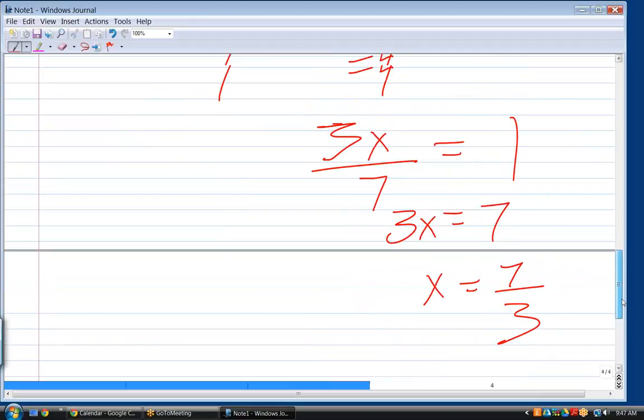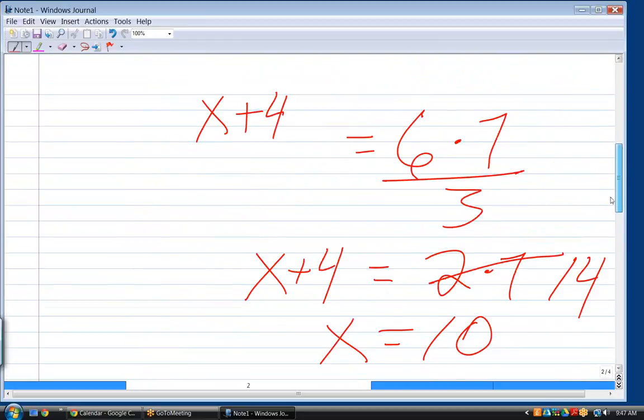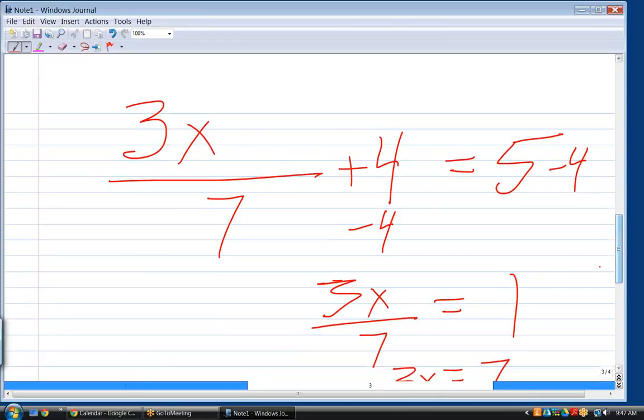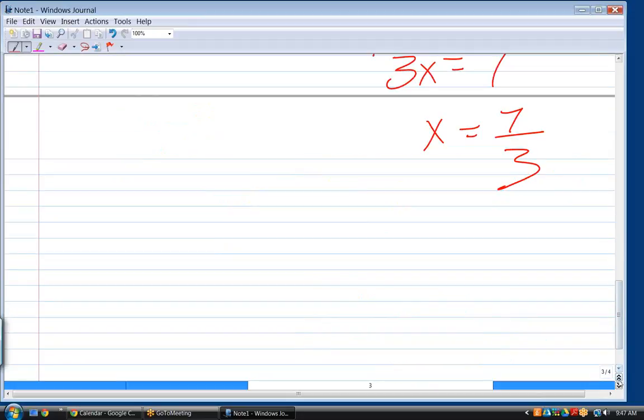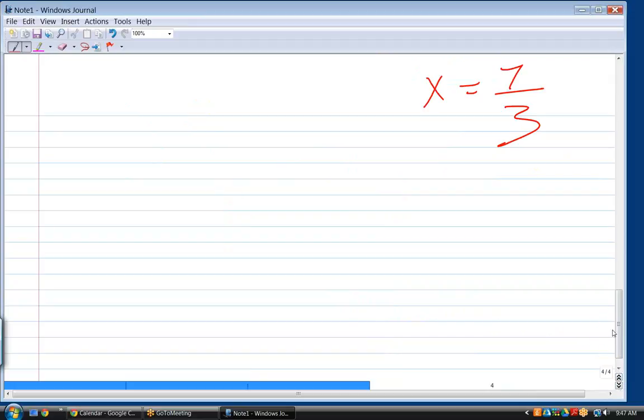But by doing it in the way that I did, it was much easier. In other words, you always have to be making these decisions as to whether you get rid of the denominator first, parentheses first, or things being added and subtracted. Okay? So those are the choices you have when you're solving equations.